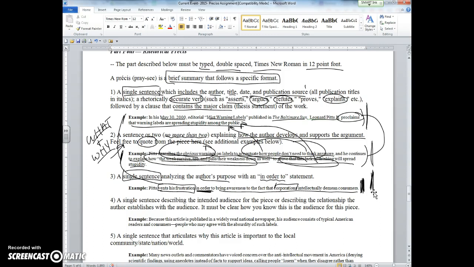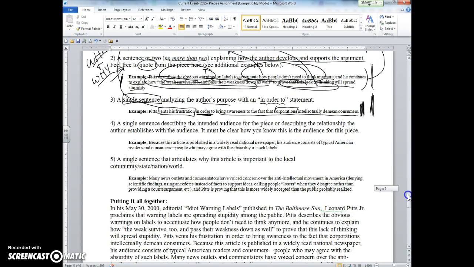The fourth section there is a single sentence describing the intended audience for the piece, or describing the relationship the author establishes with the audience. So here, think of this as simply looking at audience, right? It must be clear how you know this is the audience for this piece. So you need to make it very clear what evidence you have that this is the audience. So you identify the audience, first of all, and then second of all, you tell me how you know.